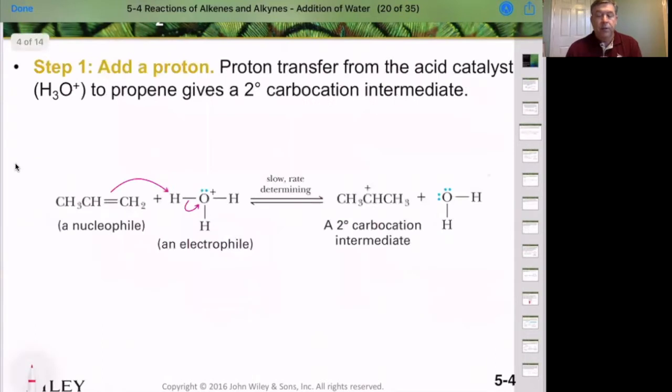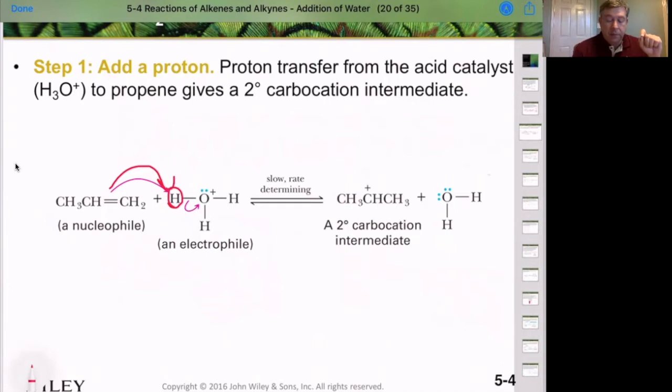Okay, so let's look at this mechanism step by step. The first thing we want to do is protonate water. When we protonate water, that turns it into our Lewis acid. We have a hydrogen here willing to accept that electron pair from the alkene. Okay, so in this case here, both electrons from the double bond are going to reach out and grab that hydrogen to create a new sigma bond.